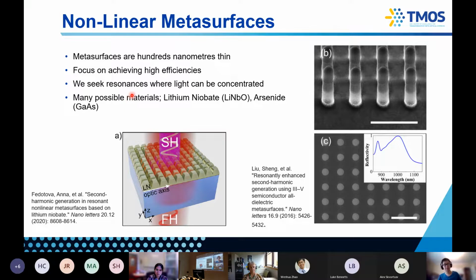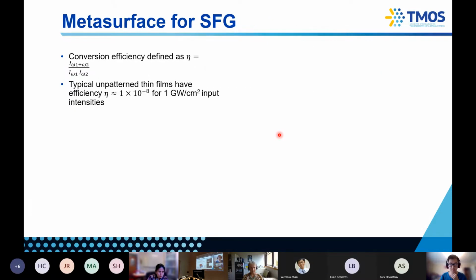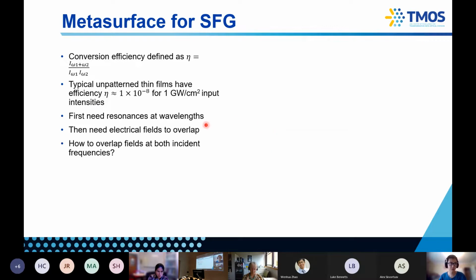Some metasurfaces that demonstrate nonlinear behaviors have basically been demonstrated in the last couple of years with different possible materials, including lithium niobate on the left and semiconductor materials like gallium arsenide. In particular, there has been very few demonstrations of metasurfaces for SFG, which is much more tricky to accomplish. What we really need is resonances at different wavelengths.